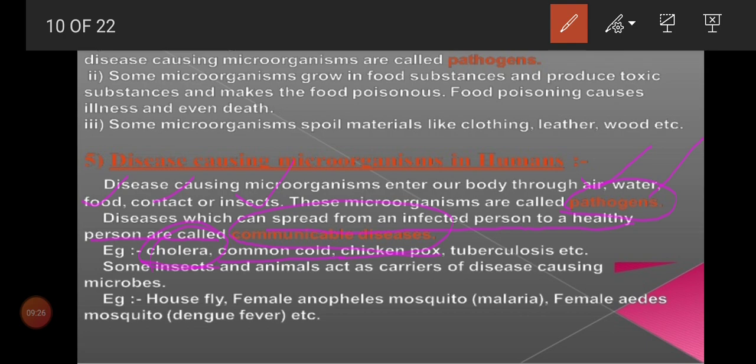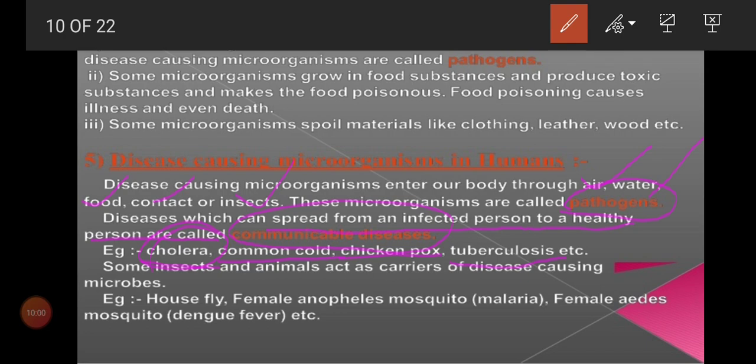Chickenpox is also caused by a virus. Cholera is bacteria, common cold is virus, chickenpox is virus, and the next one, tuberculosis. Tuberculosis is by bacteria. So here you saw 4 examples of communicable diseases. Cholera is a disease name that is caused by what microorganism? Bacteria. Common cold is caused by a normal virus. Chickenpox is also a kind of virus, where I'll give an explanation. Next one, tuberculosis is a bacteria.